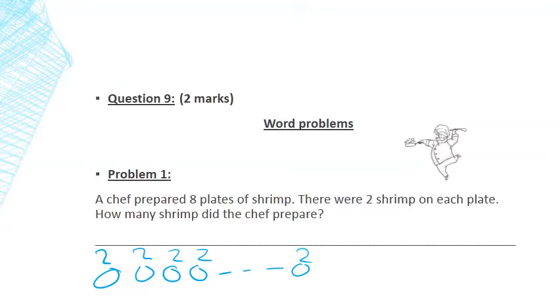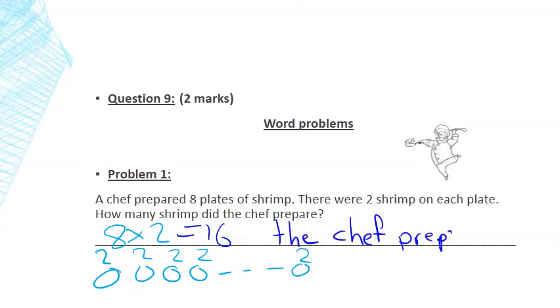So, 2 times 8. Why? Because there were 8 plates and 2 shrimp on each plate. So we multiply 8 times 2, instead of 2 plus 2 plus 2 plus 2. So 8 times 2 is equal to 16. Yes. So the complete answer is the chef prepared 16 shrimp. Okay, thank you.